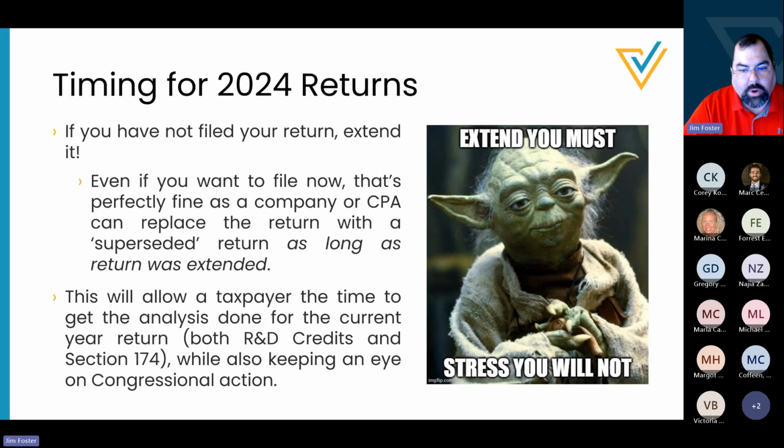Now, timing for 2024 returns is critical. If you have not filed, please extend. Put the extension paperwork on it, and then I don't care when you file, because we can put in a superseded return that replaces the original as long as the return was extended. And that gives us the time to get an analysis done for both the R&D credits and 174. And it gives you time to keep an eye out on the congressional action to see if there's a fix made sometime before the extension period is up.